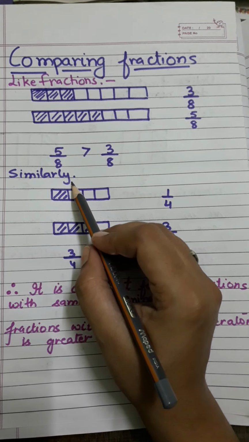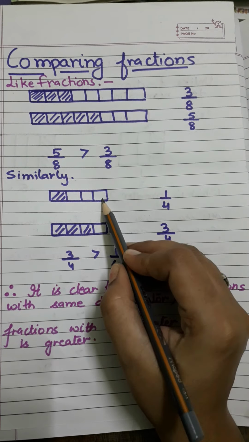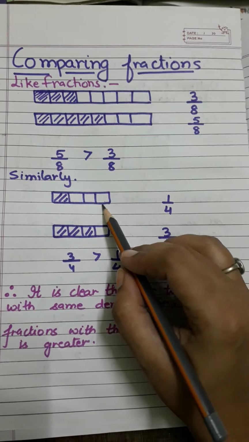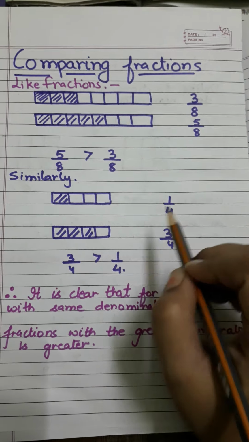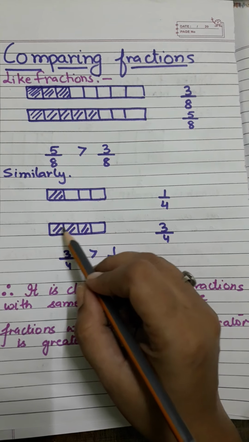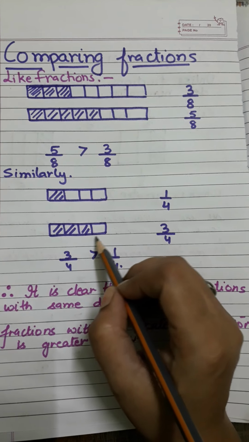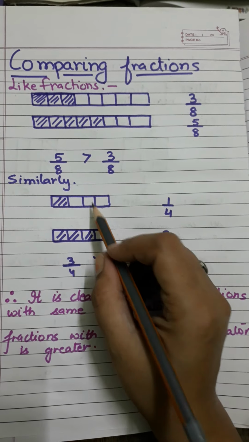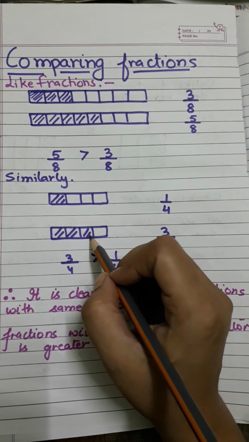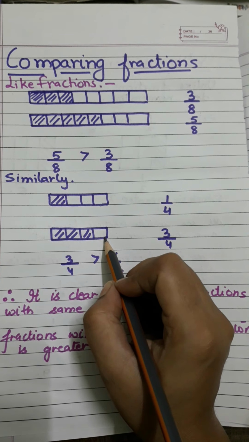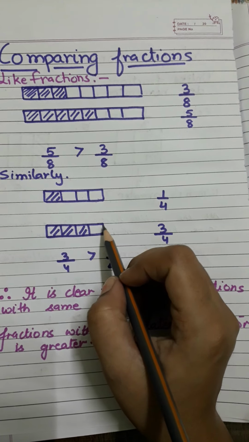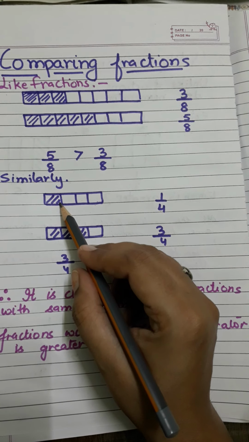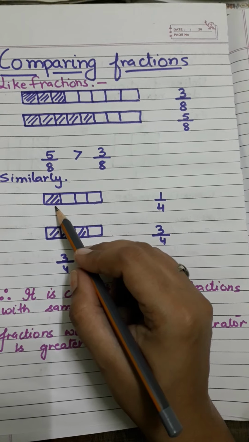Similarly, in our next example, there are a total of 4 parts and 1 part out of 4 has been shaded. Fine. So we can write the fraction as 1 by 4. And in the next, 3 parts out of 4 have been shaded. So we write this fraction as 3 by 4. From the figure itself it is clear which fraction is greater. The 3 by 4 fraction is greater. Why? Because out of the 4 parts, 3 have been shaded. Fine. And in 1 by 4 it was only one part.